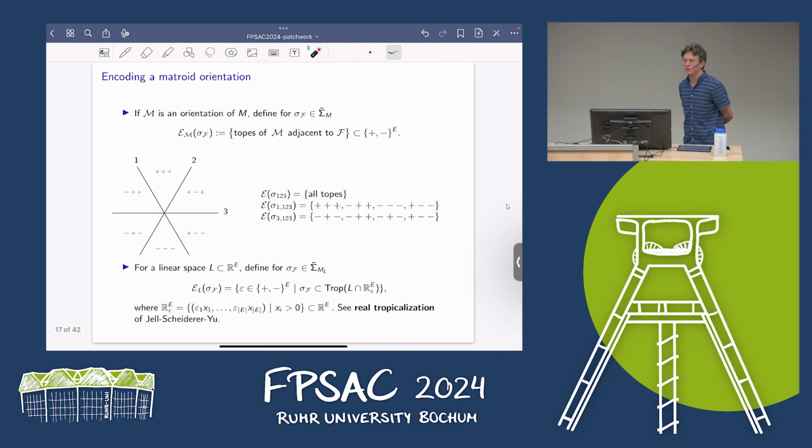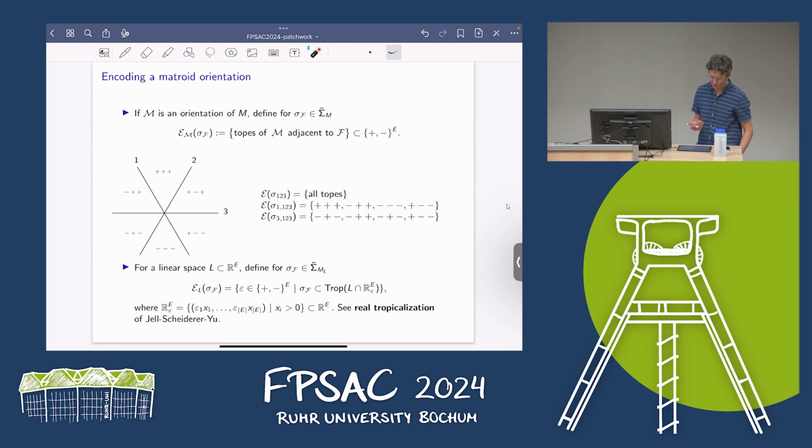And similarly, for people that are maybe more algebraic geometry or tropicalization minded, we could also start from a linear space L in a vector space R^E. And then I have the tropicalization of L, where the tropicalization is the support of this fan.